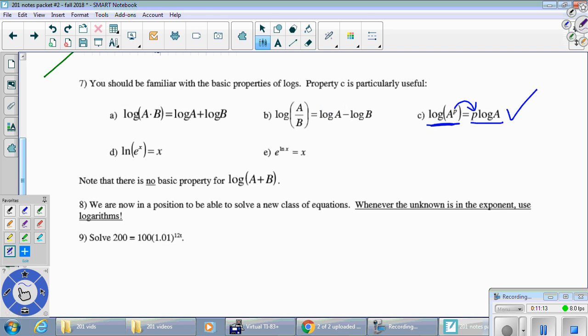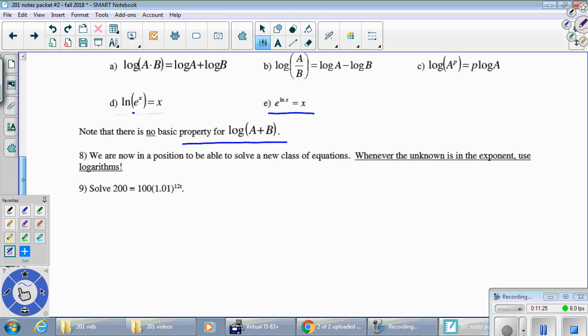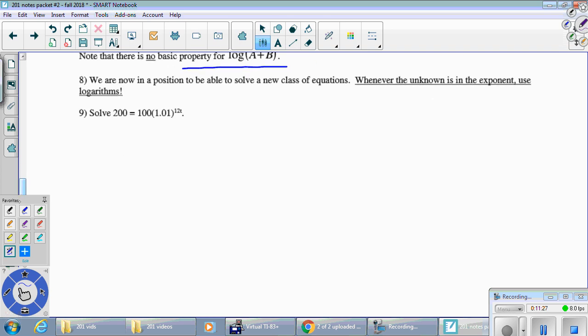This property is money. Ln and e to the x are inverses, so they cancel each other in this order, and they also cancel each other in this order. Note there's no basic property for log of a plus b. Do not try to invent one. It's not going to work.